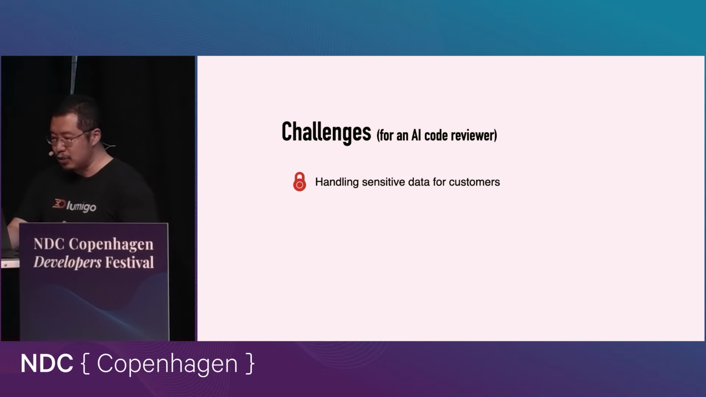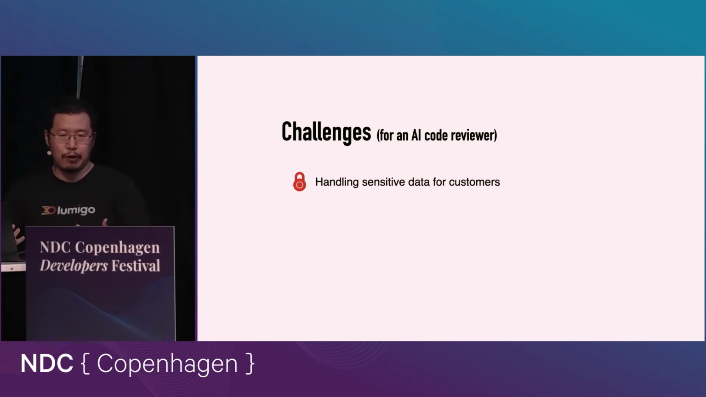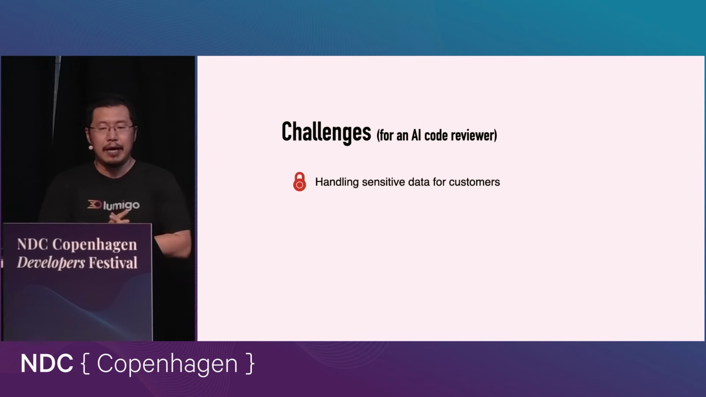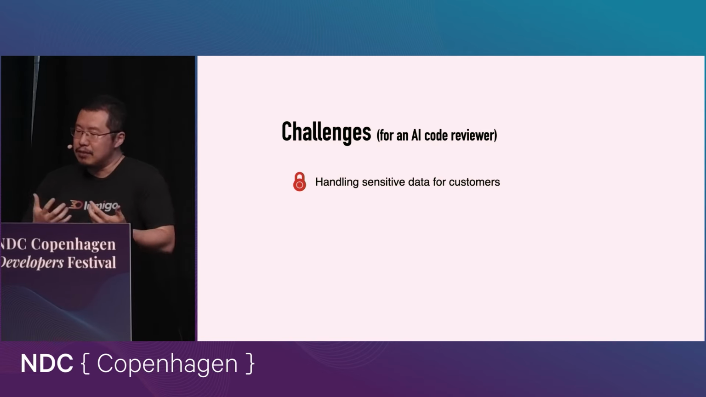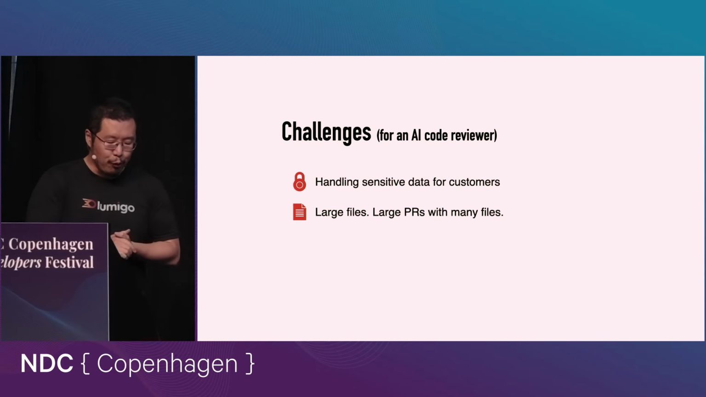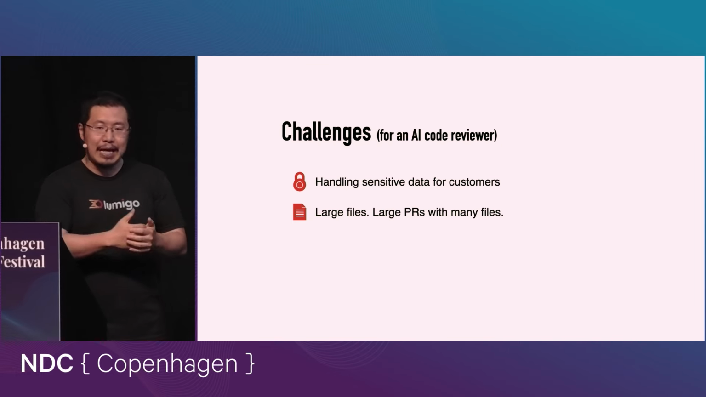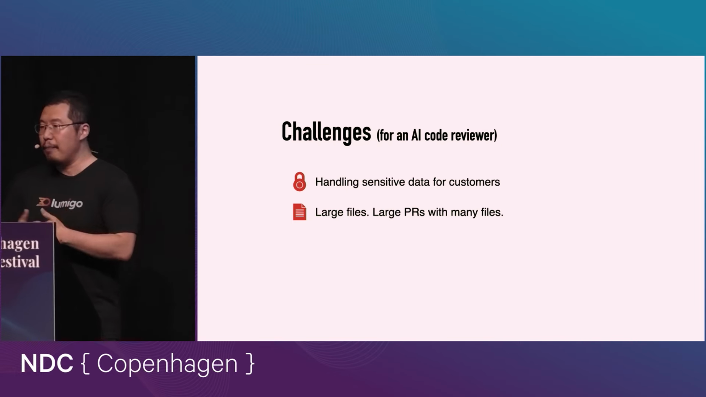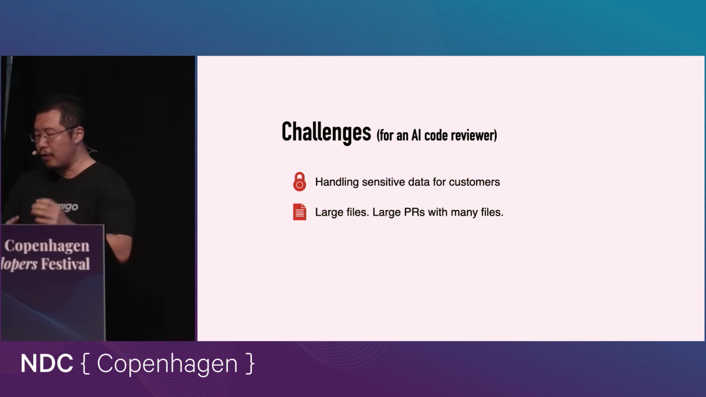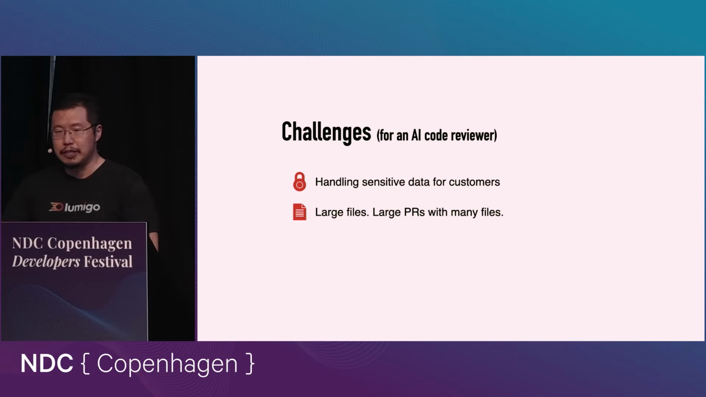In terms of the challenges, the main one is that we are dealing with customers' source code, which is really sensitive information. We want to make sure that everything is treated in a way that's secure. And we also have pull requests of all kinds of different sizes. Maybe a large pull request with thousands of files that have changed, or maybe a single file with thousands and thousands of lines that have changed as well. So that pushes us against a lot of limits in the different services we use.